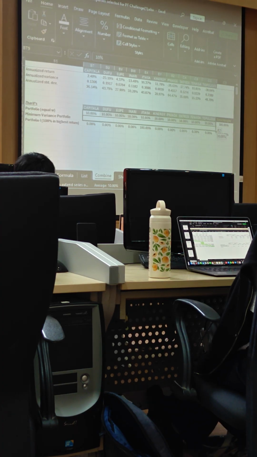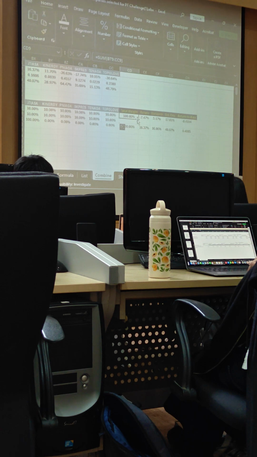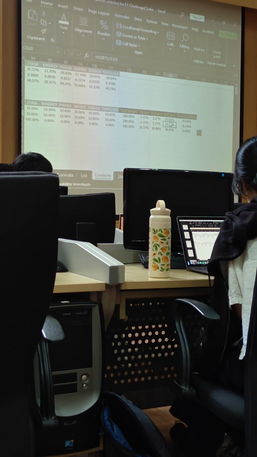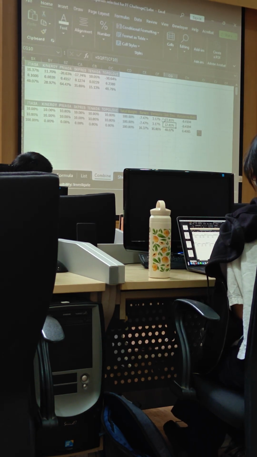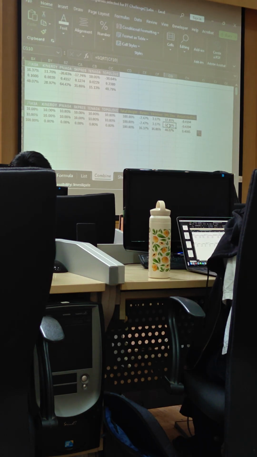Macam mana nak buat? First, start with equal weight. Just copy and paste equal weight. And then total weight, just grab this one because you already have the sum formula. And then all of these semua tarik ke bawah. Okay. So for the second portfolio, what you want to do is minimize standard deviation ataupun minimum variance portfolio. Yes, you want to minimize the standard deviation.